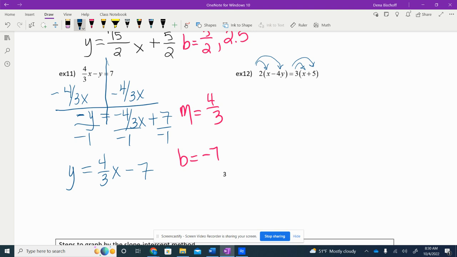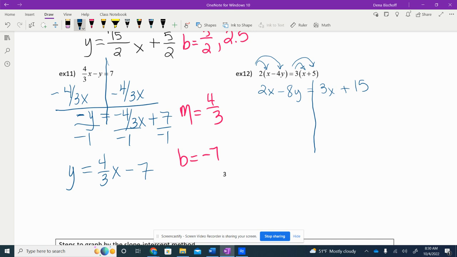All right. So for example 12, I have to distribute first. There's no way around that. I have got to get rid of the parentheses. So 2 times x is 2x. 2 times negative 4y is negative 8y equals 3 times x is 3x. And 3 times 5 is positive 15.